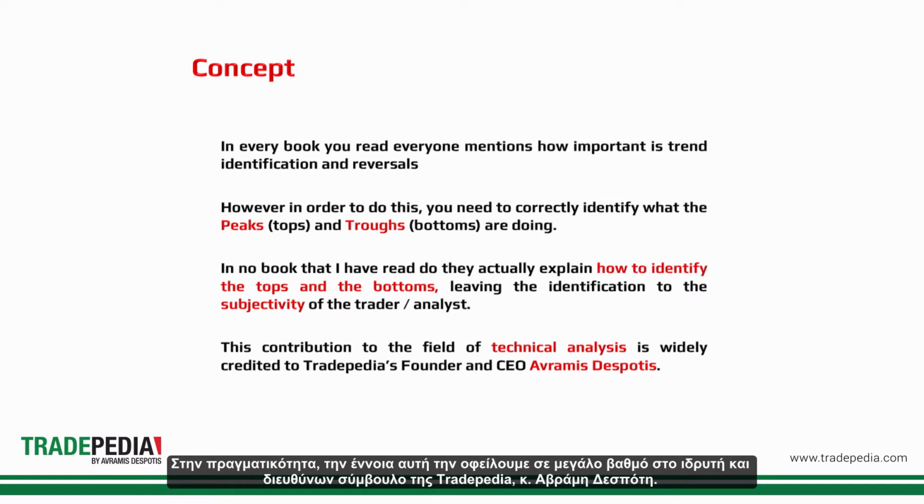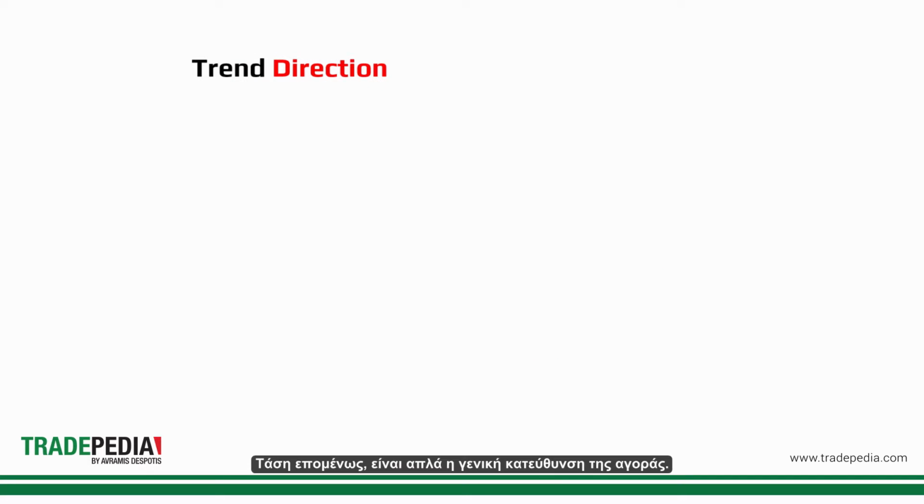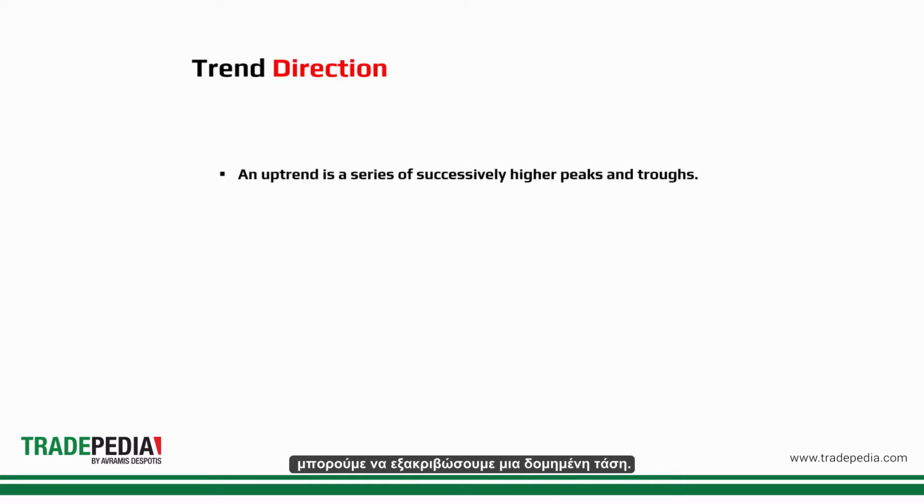Actually, this concept is widely credited to Tradepedia's founder and CEO, Mr. Avramis Despotis. So what is a trend? Well, a trend is simply the general direction of the market. Markets do not move in straight lines; they move in a series of zigzags that create tops and bottoms. Putting the sequence of these tops and bottoms together is what helps us identify a structured trend.